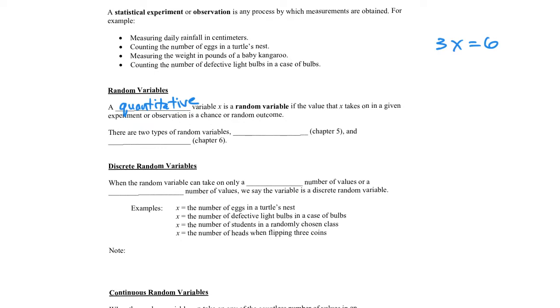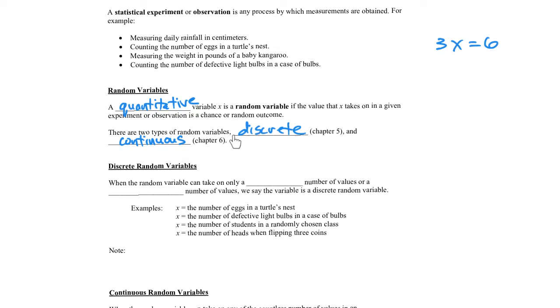And there are two types of random variables. There are discrete, which is what we talk about in Chapter 5. Discrete random variables are easier to work with, so they're almost always introduced first. And then the other type are continuous random variables. These we'll see in Chapter 6 and really beyond Chapter 6.